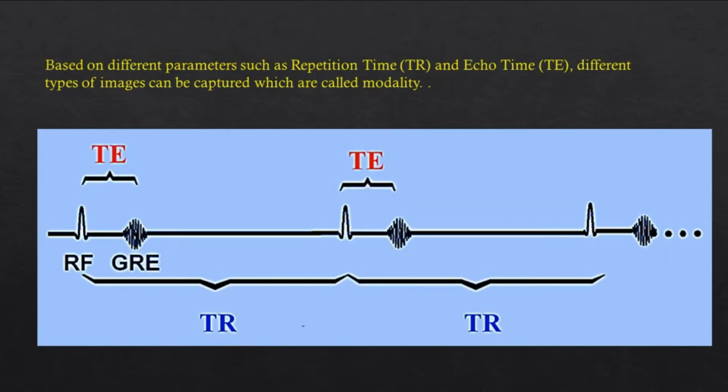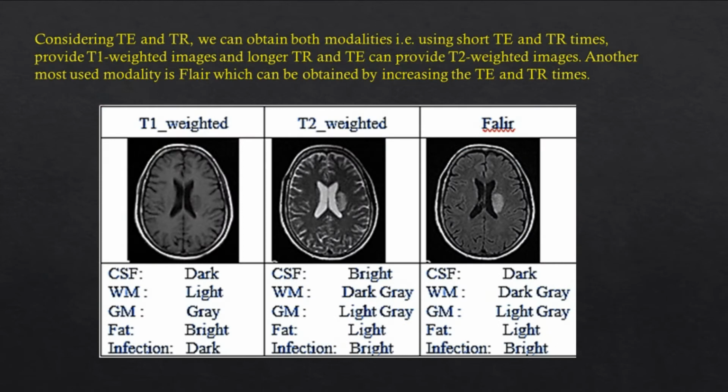Based on different parameters such as repetition time, TR, and echo time, TE, different types of images can be captured, which are called modalities. As you know, repetition time is the amount of time between two consecutive pulse sequences, and TE or echo time is the time between delivery of the RF pulse and receipt of the echo signal. Considering TE and TR, we can obtain both modalities: using short TE and TR times gives us T1 weighted images, and longer TE and TR gives us T2 weighted images.